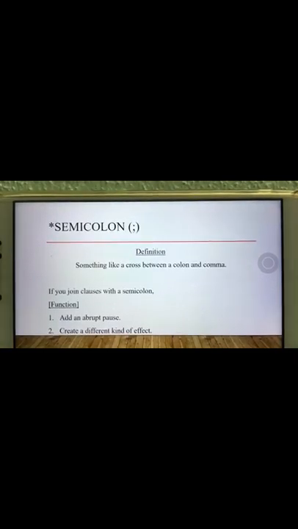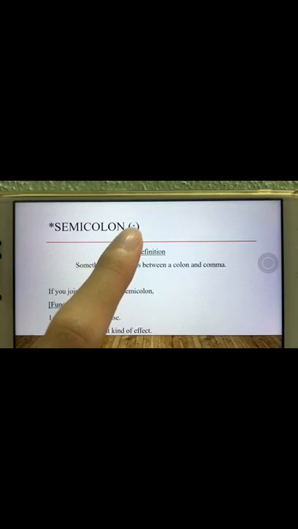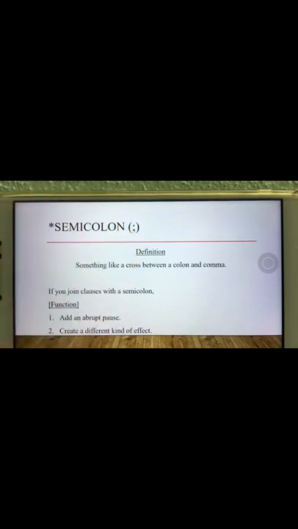Now, let's learn about a semicolon. How do you use a semicolon in a sentence? The definition of a semicolon is something like a cross between a colon and a comma. The semicolon looks like this symbol. So if you want to join clauses with a semicolon, the function is actually adding an abrupt pause and creating a different kind of effect.